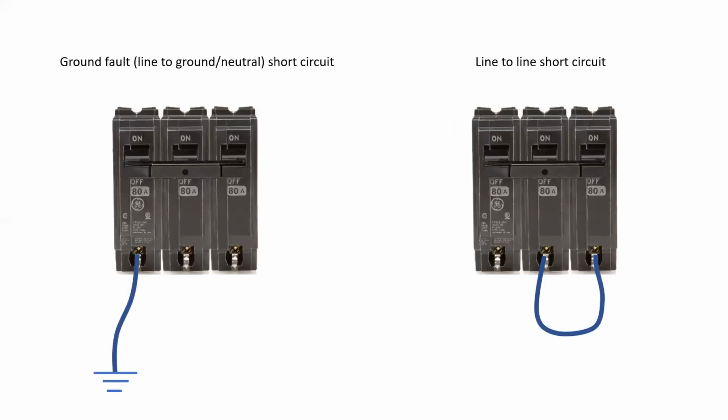Now, there are two different types of short circuit conditions. One of them is known as a line-to-line short circuit, and that's where the short circuit is established between two of the ungrounded phases of the source.